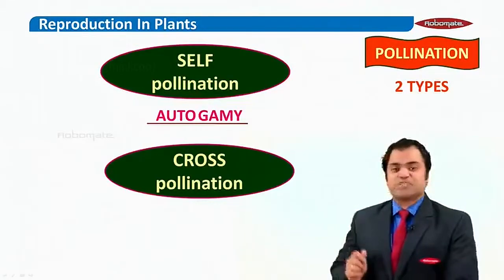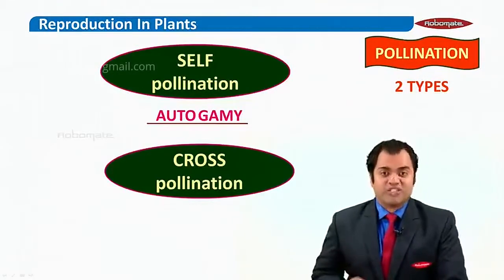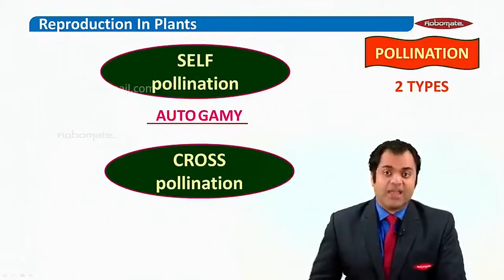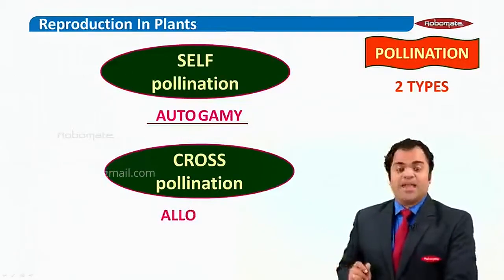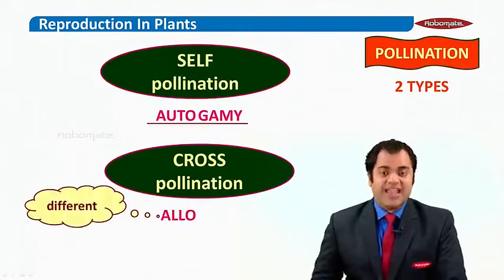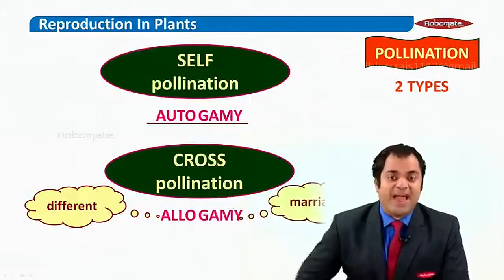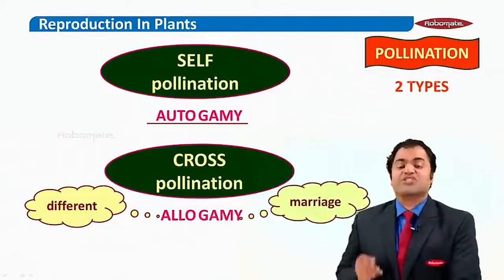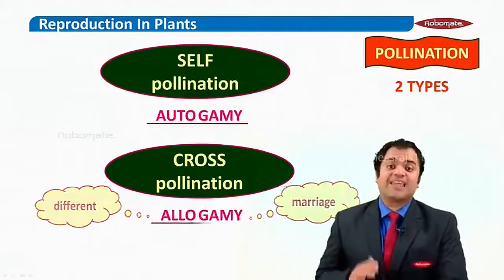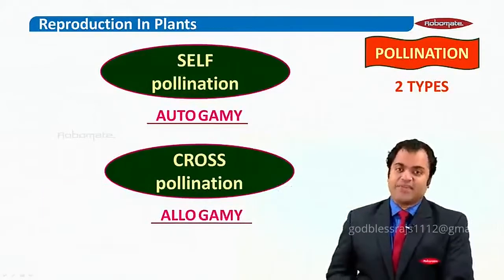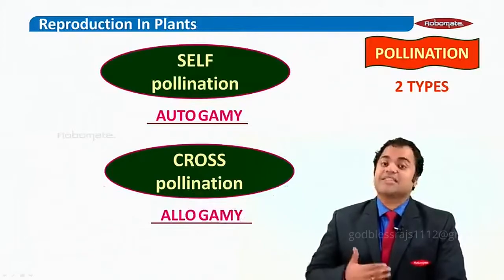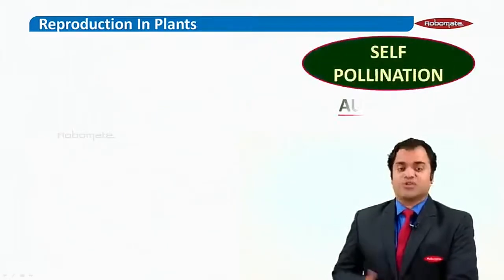Now look at cross-pollination. Cross-pollination also has one more term. Look at this word, allo. Allo means different, and gamy once again means marriage. So cross-pollination also is called allogamy. Is it okay? Now let us look at self-pollination or autogamy.